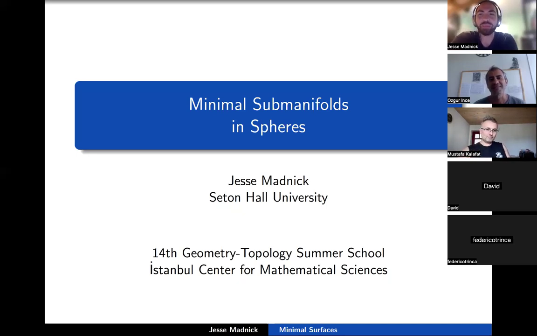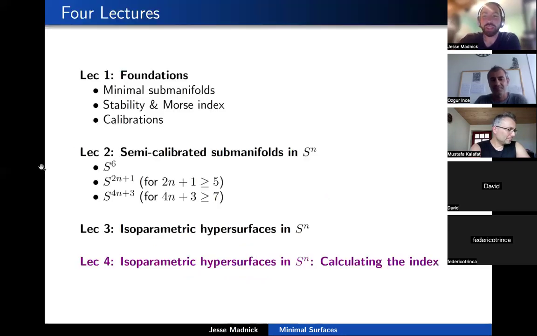Thanks again for having me and for showing up to these lectures as well. Yeah, it's been a pleasure. So this is lecture 4 of the 4-lecture series on minimal submanifolds and spheres. In this lecture, we will make good on our promise to compute the Morse index and nullity of some homogeneous minimal hypersurfaces in round spheres. We're going to focus on one in particular, and we'll see that that computation is sufficiently involved.